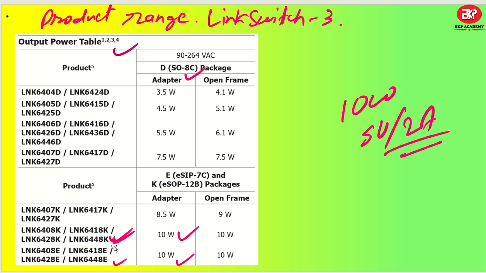I'll tell you at the same time, if you want to utilize the E package, that is the vertical package, then you can use LNK6448E also. Both of these two devices will be equivalent to each other, there will not be any design change. However, if there is a requirement of reducing the cost, then you can go ahead with 6418K as well as 6418E also. In that case only one change will be there: the design of the feedback resistors will have a little bit of variation, nothing else, only two resistor values' variation will be enough. With this we'll try to go into the design phase.